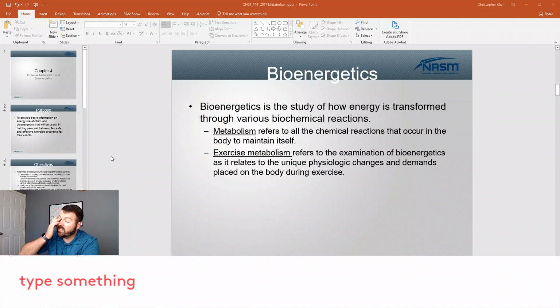All right, so what is bioenergetics? Bioenergetics is the study of how energy is transformed through various biochemical reactions. Metabolism refers to the chemical reactions that occur for the body to maintain itself. Now, exercise metabolism is the same thing, but how the body adapts during exercise and activity.